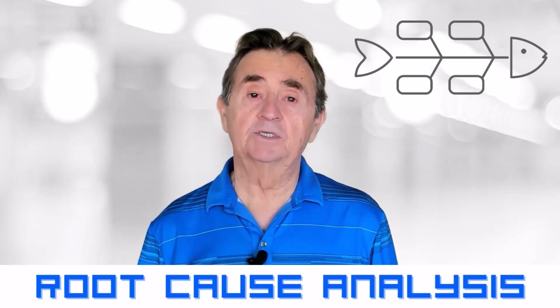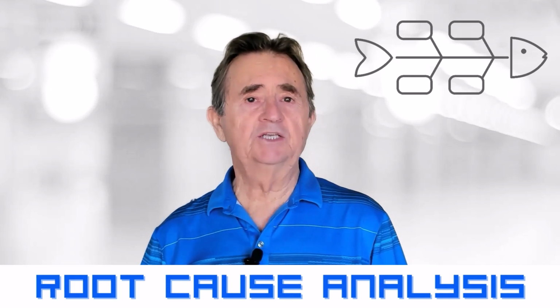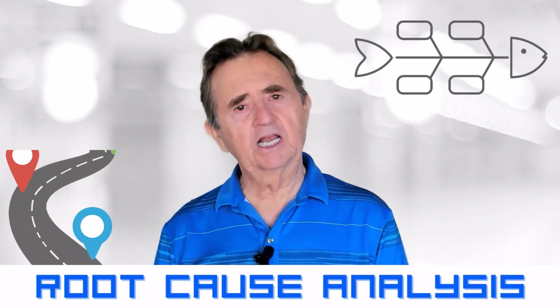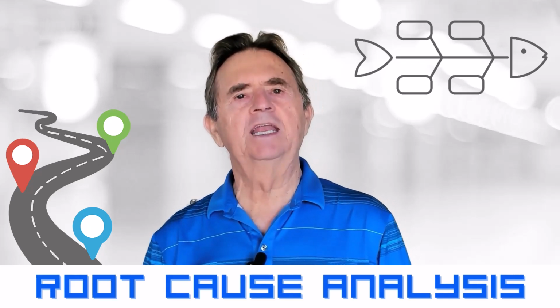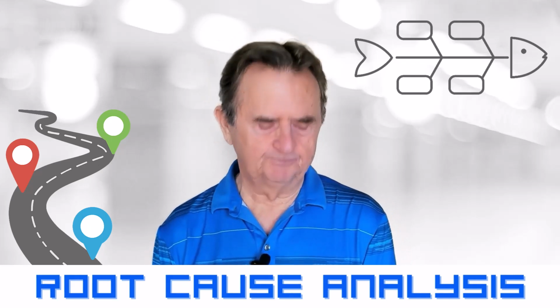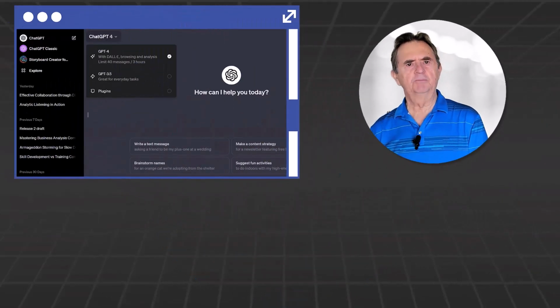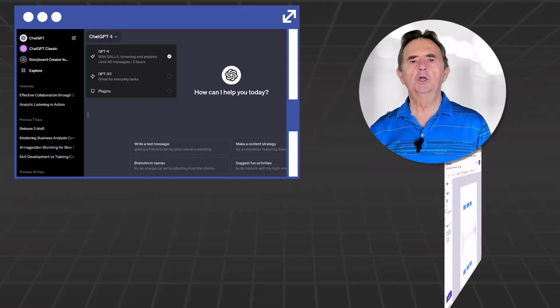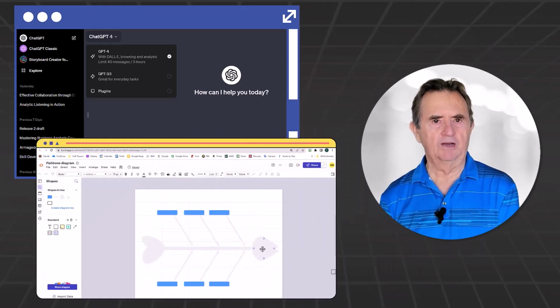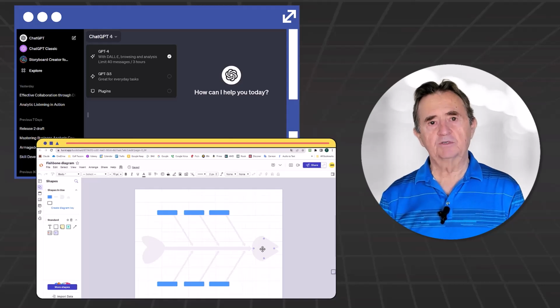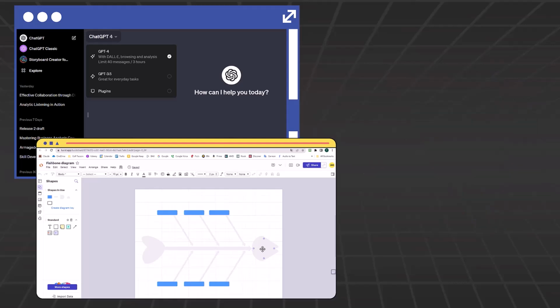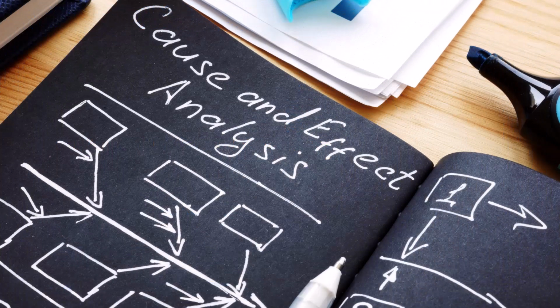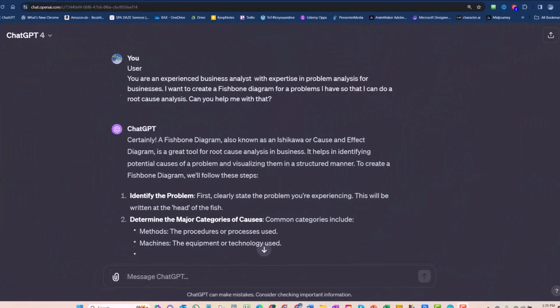The fishbone diagram is a really powerful tool that will enhance your problem-solving skills by providing a clear map of potential causes. Let's dive into how this tool works and how you can apply it in various situations. For this demonstration, I'm going to use two tools, ChatGPT to help you develop the contents and Lucidchart to draw the fishbone diagram. I'm going to walk you through the steps one by one. Remember, our goal is to identify and visually map out the causes of a problem in a clear, organized manner. And here's how you can do it.